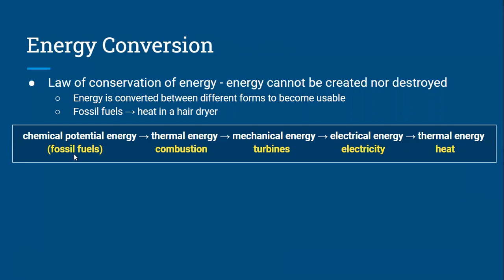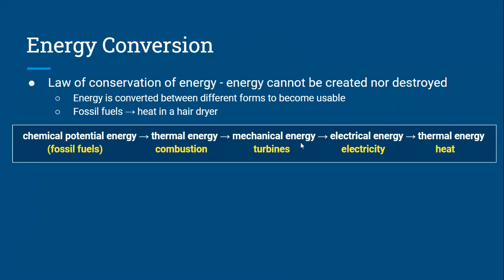So we start as fossil fuels, which has chemical potential energy. That stored energy is inside the chemical bonds. By burning that fuel at a power plant, it undergoes combustion. That combustion releases heat energy, which is thermal energy. That thermal energy heats water. That water turns to steam and turns some turbines. Those turbines, because they're moving as a gear, is considered mechanical energy.